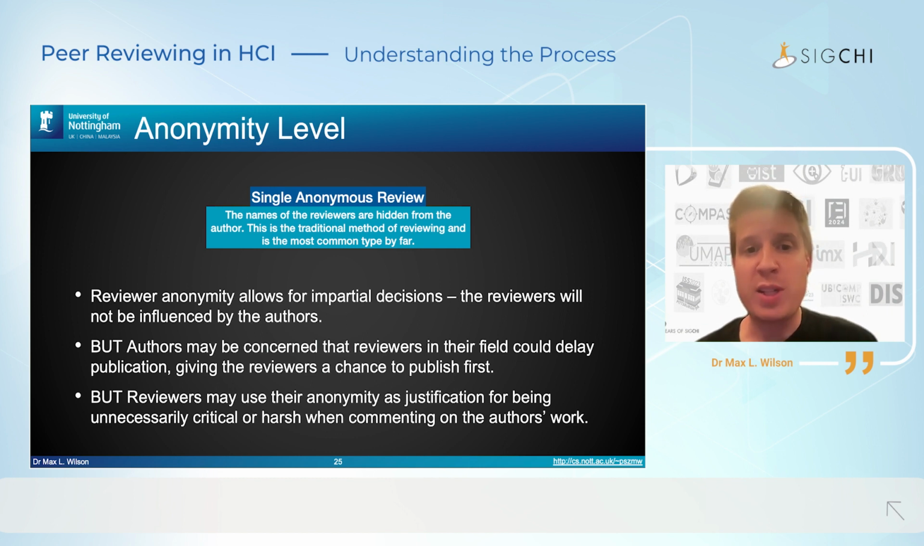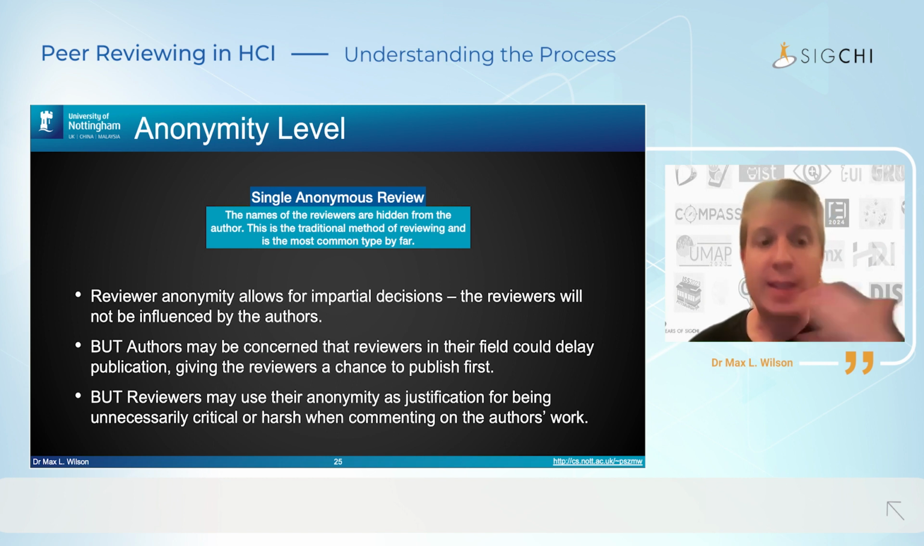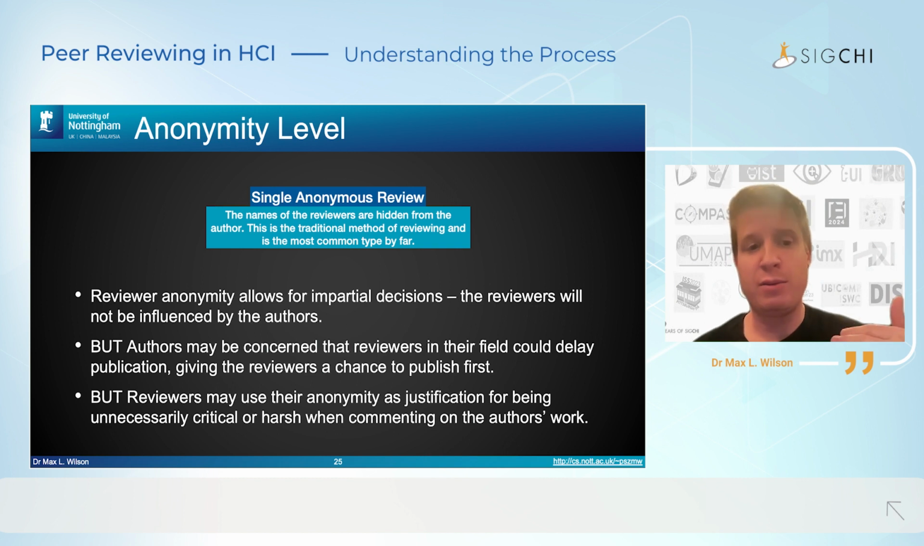This is where the names of the reviewers are hidden from the author, but the author submits with their name on the paper. This is a more traditional way of reviewing, the most common type across the wider academic field. And this is good. It allows reviewers to be anonymous and make impartial decisions and recommendations without feeling bad about what the author might think of them, if that makes sense. The downside to this, though, is that it's easy for reviewers to hide behind this anonymity. And so what we hope is that a good reviewer with integrity is making good recommendations about papers, but not necessarily using this to your advantage.